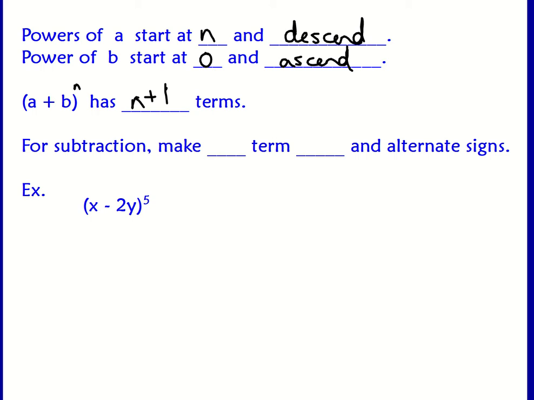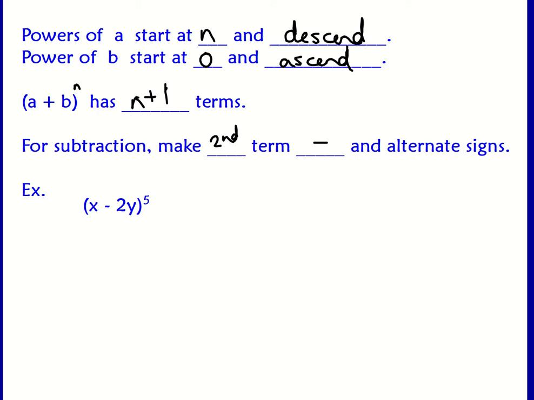Also, if you have a problem that has subtraction in it, you can either attach that subtraction to the second term in the binomial, or you can simply make your second term in your answer negative and alternate signs, because a negative to any odd power will be negative, and a negative to any even power will be positive. For example, let's go ahead and look at x minus 2y, that quantity, to the 5th power.